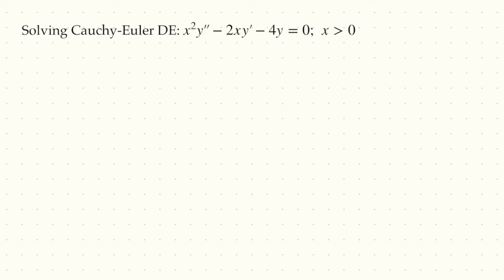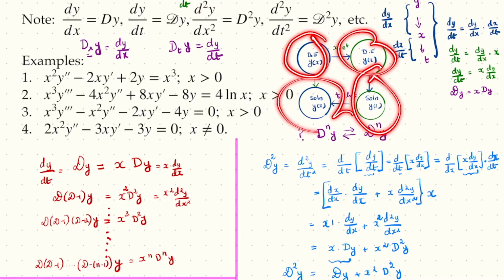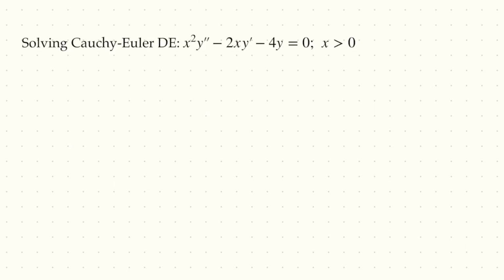All right, let's see how we solve this. As I said earlier, the method we're going to use is to transform from here to there, and then there to here, and then there to there, right? So here we have the differential equation x squared y double prime minus 2xy prime minus 4y equal to 0, with x being positive. Let me rewrite this so you understand what this equation really means. This is the differential equation in terms of x, so this is the differential equation y as a function of x.